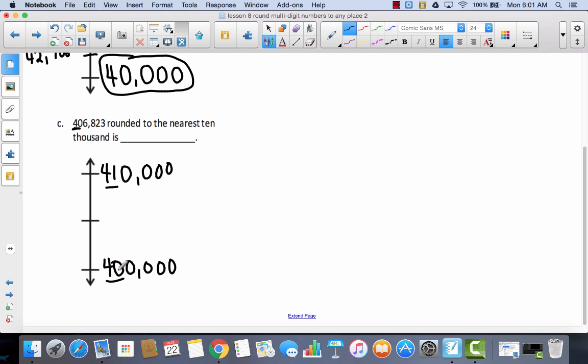So what would be halfway between 40 10,000s and 41 10,000s? Where you're thinking, 40 and a half. So let's think of it this way. What would be halfway between 400,000 and 410,000? Well, that would be 405,000.